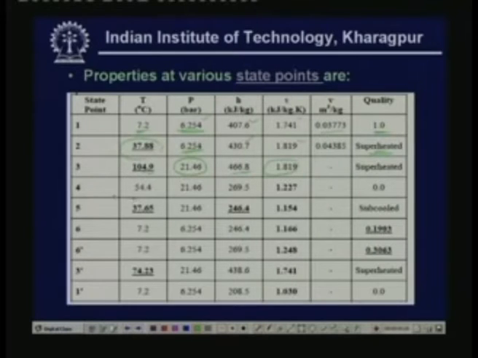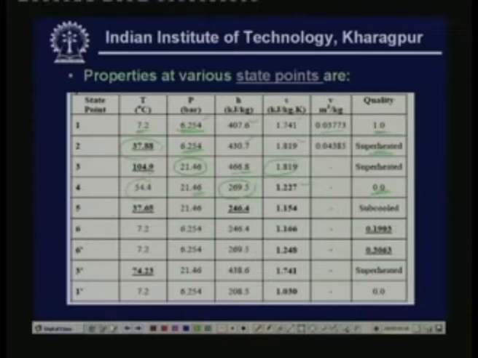Then point 4 is nothing but the exit of the condenser, which is saturated liquid. So, quality is 0, temperature is 54.4. The pressure is the saturated pressure, 21.46 bar, and from this information you can find the enthalpy, 269.5, and entropy.